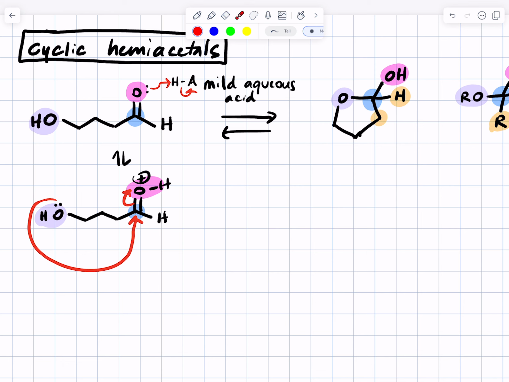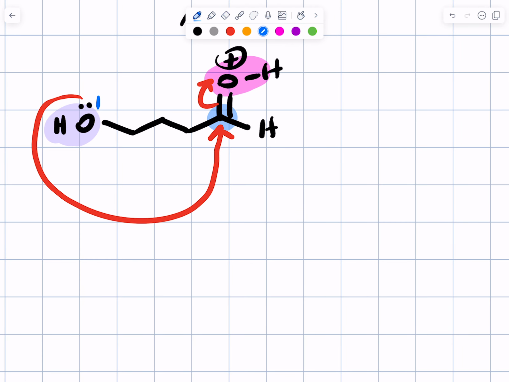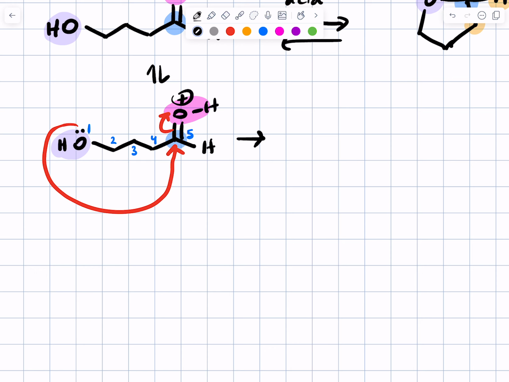How can you tell what size ring you're making? Well, start with the nucleophile. That's 1, 2, 3, 4, and then number until you get to the atom that's the electrophile. That's atom 5. So I know here that I had to have made a 5-membered ring. So then just draw a polygon, and I know one of the atoms in that polygon's got to be my oxygen.